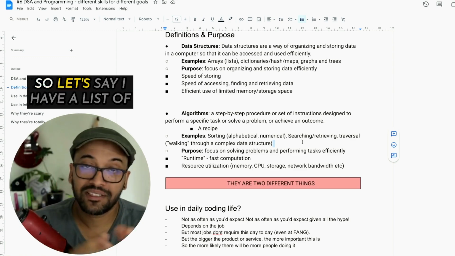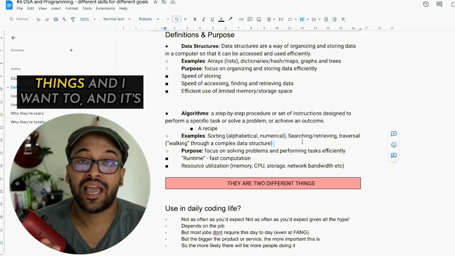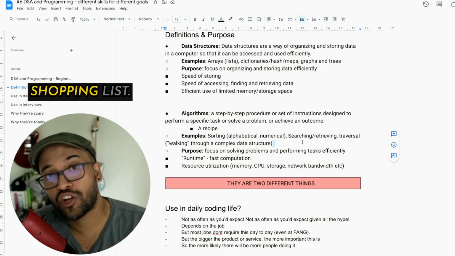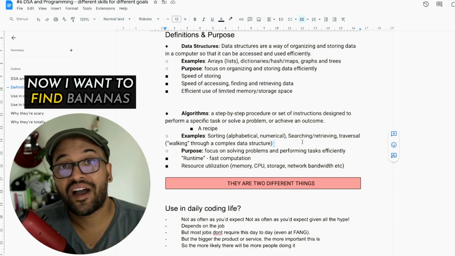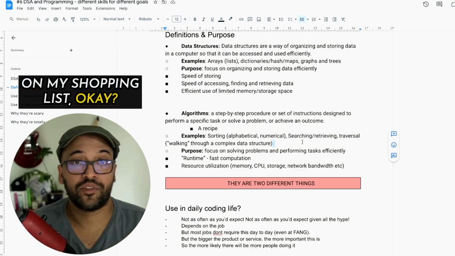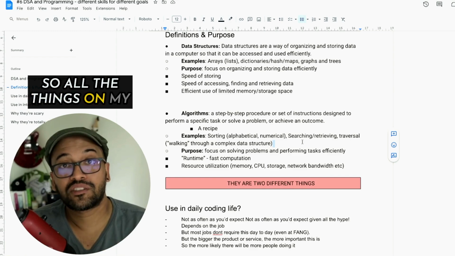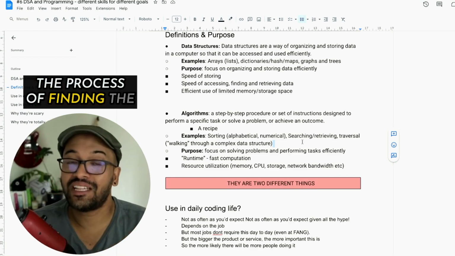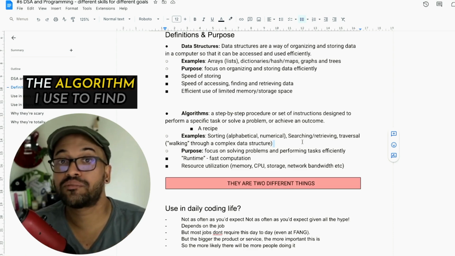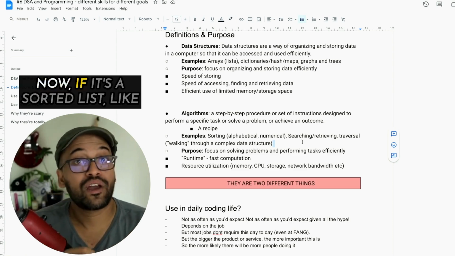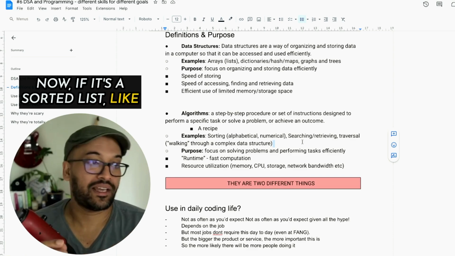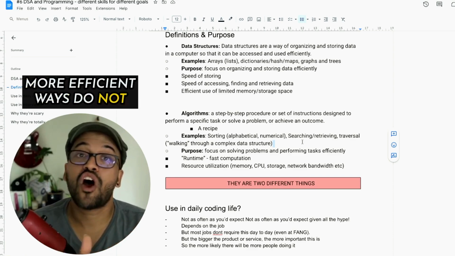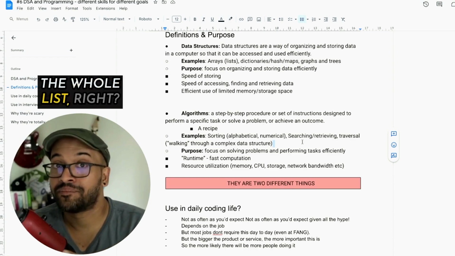So let's say I have a list of things and it's only 5 things in this list. Okay, let's say it's my shopping list. Now I want to find bananas on my shopping list. Okay, so all the things on my list are stored in a list. That's the data structure. And the process of finding the banana in my shopping list is the algorithm I use to find it, right? Now, if it's a sorted list, like everything's done alphabetically, there may be more efficient ways to not have to go through the whole list, right?